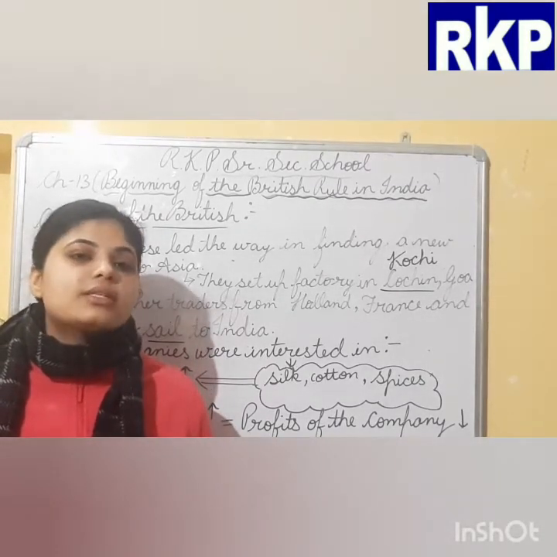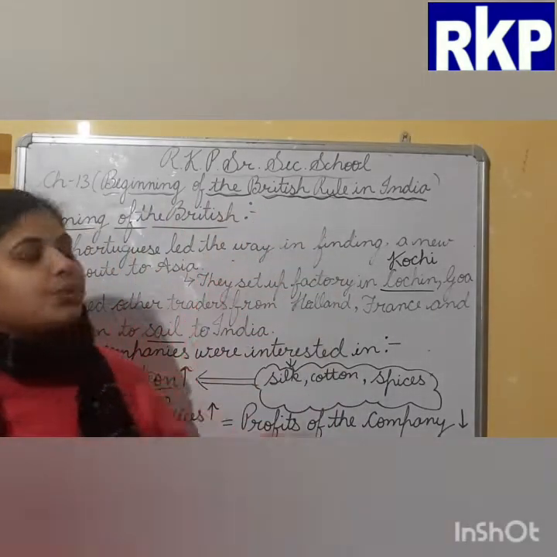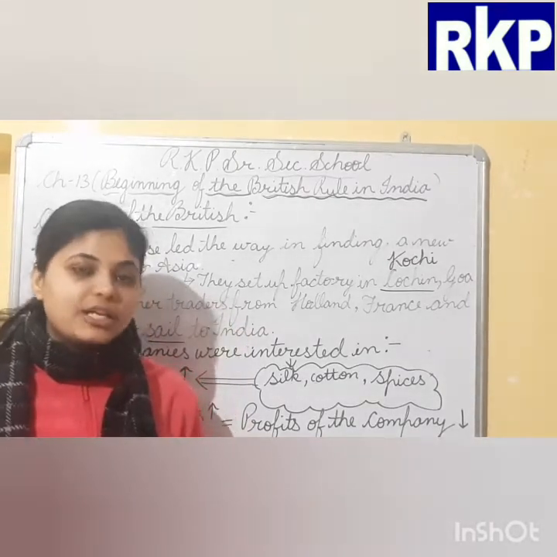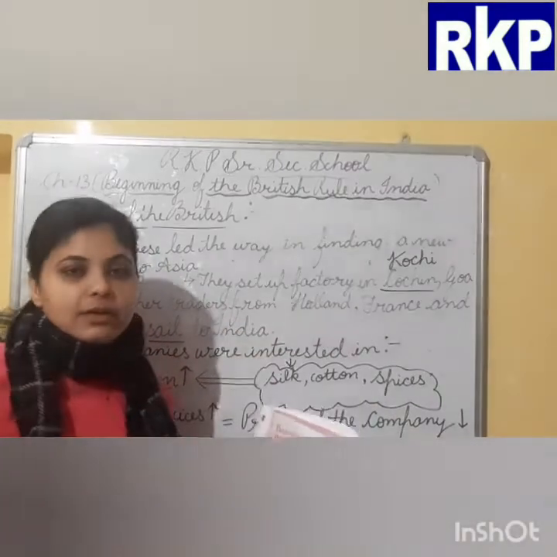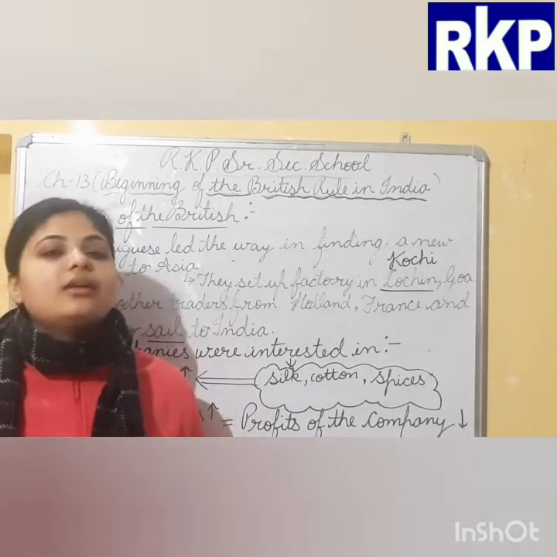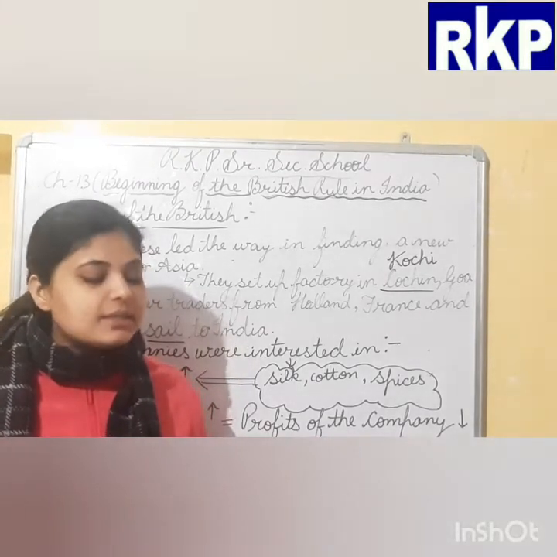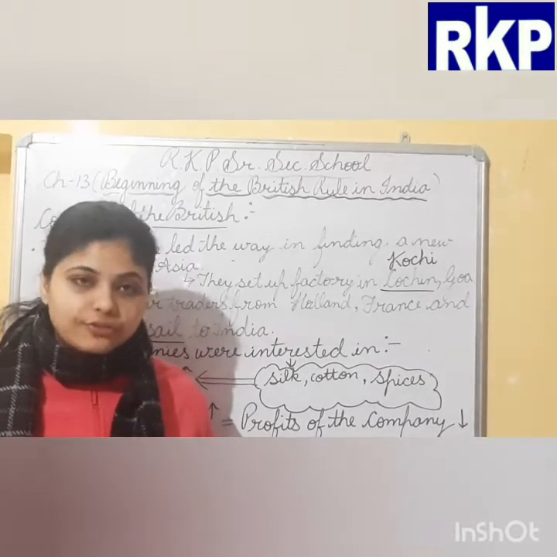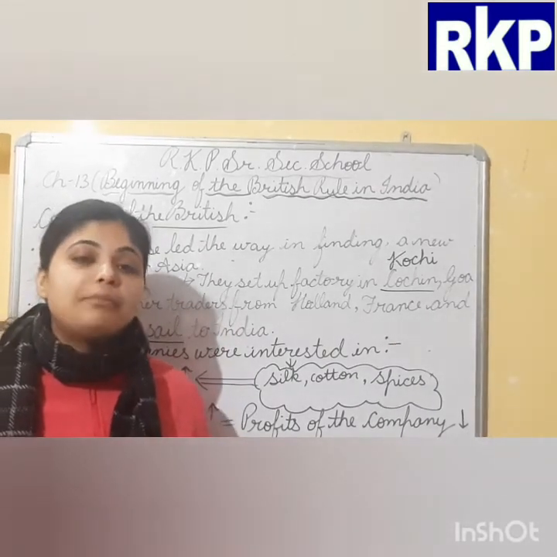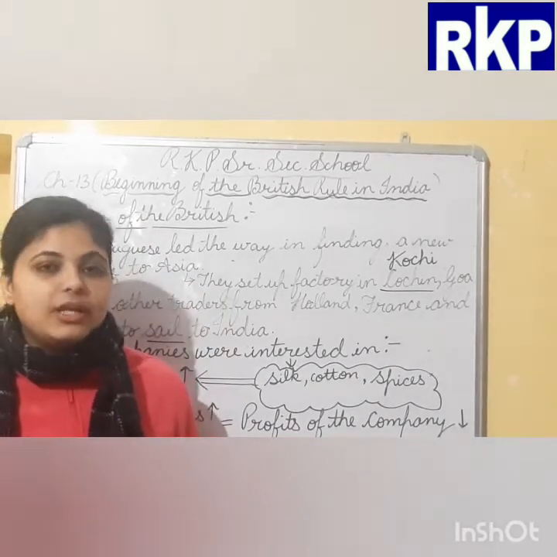Today I am going to discuss chapter 13 of your SS book, which is the beginning of the British rule in India. So students, come to page number 97. On page 97, a big idea is given of what we are going to read in this chapter: the coming of the British to India, the wars fought to gain control of India, the strengthening of the English East India Company's power, and then the revolt of 1857.